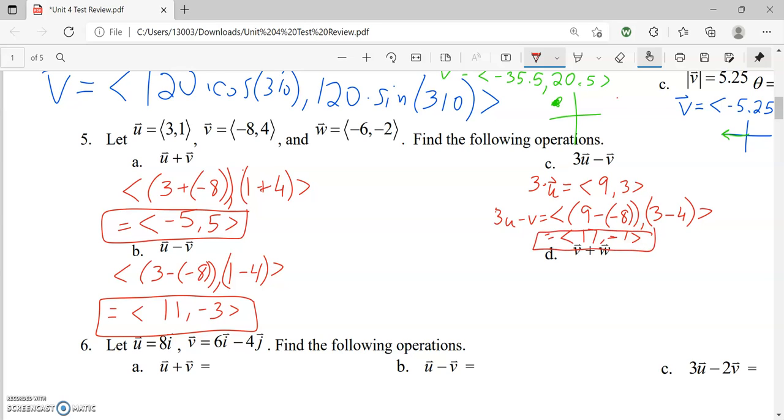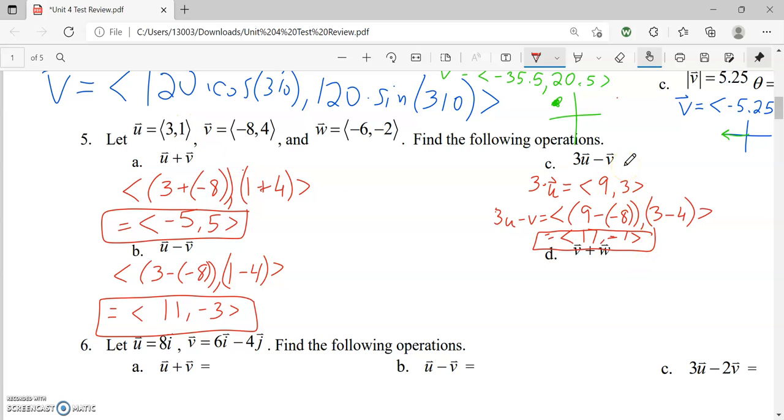Sorry, I'm going to cut that off. So 17, comma -1 is your answer. Anytime you have a constant out front, just make sure you take your original vector, multiply both x and y by that coefficient first, and then do the adding, subtracting.